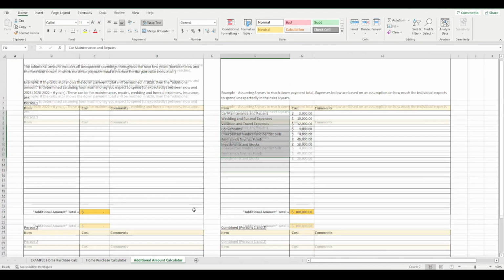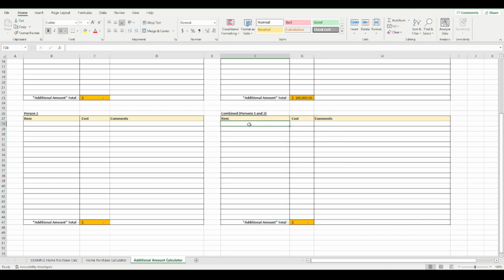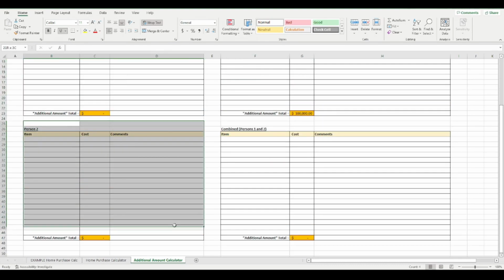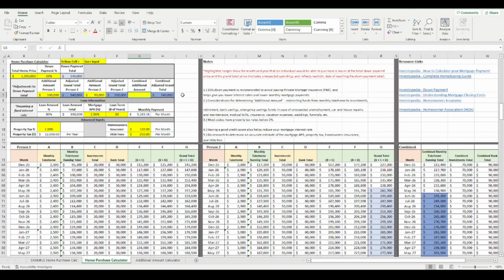Again, you can use the additional amount calculator. On the bottom right, I provided another table to calculate this amount to keep everybody separate. Person 1 table, person 2 table, and the combined table. Going back to the top left of the spreadsheet, we will assume that the combined additional amount for both people throughout the next 4 years will be $75,000.